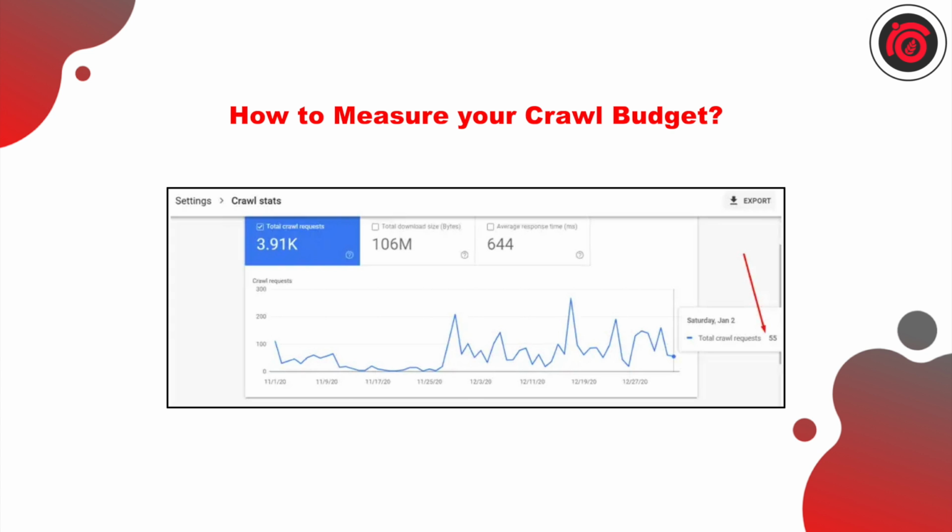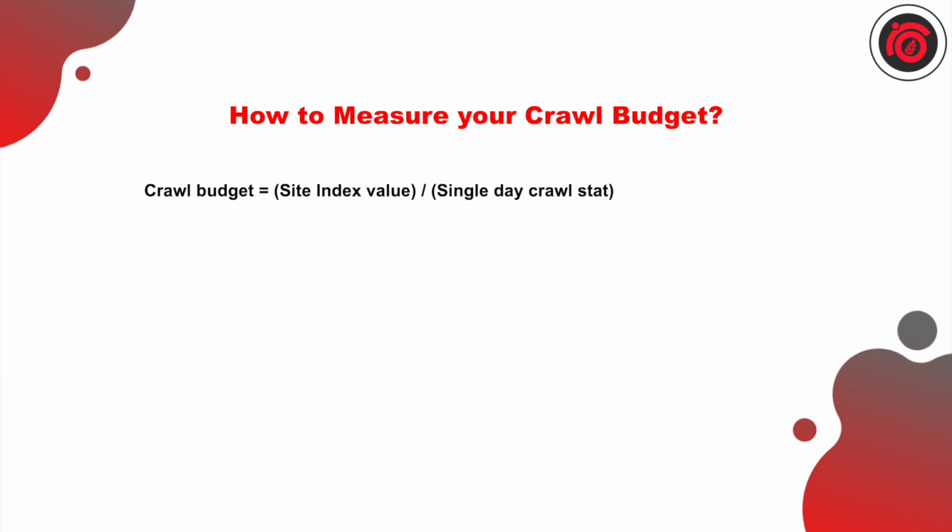Now let's go to what should be the ideal score of your crawl budget. Crawl budget is equal to the site index value, that is the value you get after running the site: operator, divided by the number of URLs being crawled by Google in a single day that you just found out. If you divide the numbers, you will get a value which ranges from 1 to 10, could be more. But I will tell you that the ideal value for a good crawl budget is 1 to 3. It means it takes 1 to 3 days for Google to crawl your entire website.